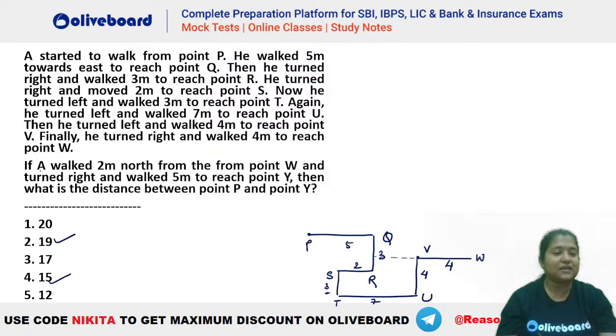Now it is given if A walked 2 meters north from point W. Okay, so 2 meters north. You can see this was 1 meter here. So this is your 2 meters, right? So you can see this will be the point that he reaches, isn't it? Kavita, very good evening. So you can see he reaches this point and turned right and walked 5 meters to reach point Y.